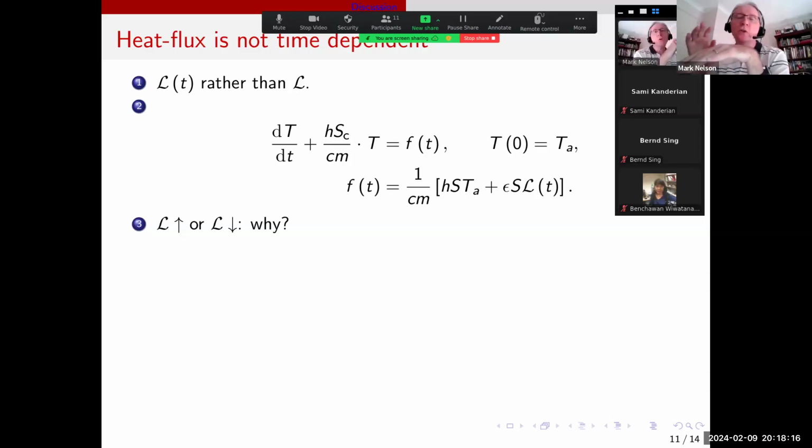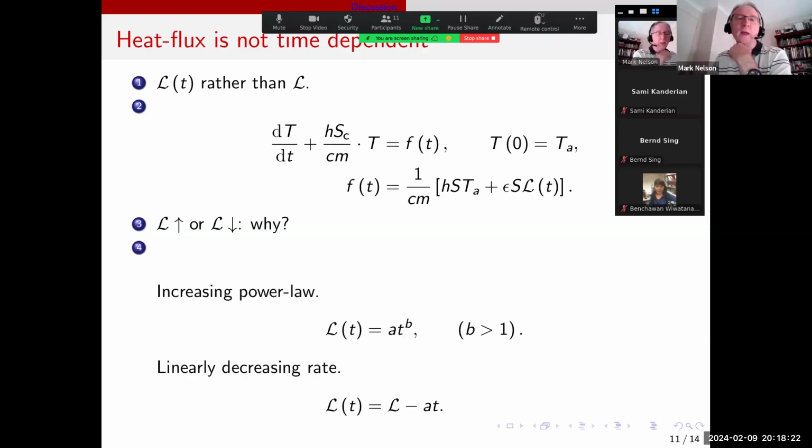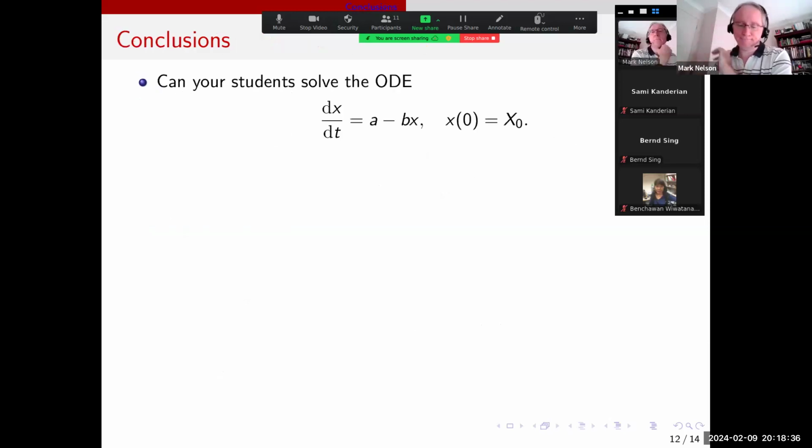So what this means is that you've got a suite of problems that you could give to students by changing the value for L. And there's quite a lot of different values for L in the literature, and I just mentioned 2 of them here: an increasing power law, or to have the value for L decreasing at a constant rate. So to conclude, let me ask the question again. Can your students solve this differential equation?